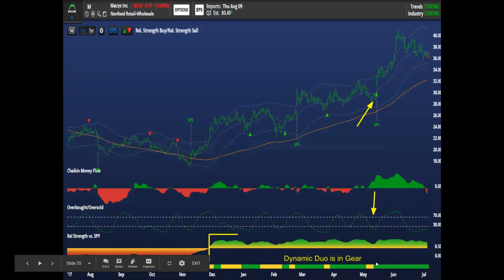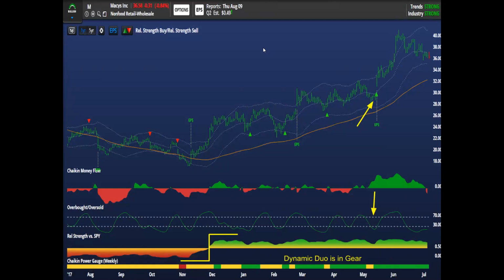Power Gauge rating turned bullish. Stock was outperforming the market, so that dynamic duo was in gear. Institutions were buying the stock, and our proprietary overbought, oversold indicator was on an oversold reading when one of our signals triggered. This one, a relative strength buy signal. We identified this stock for our clients at $28 on its way to 40.